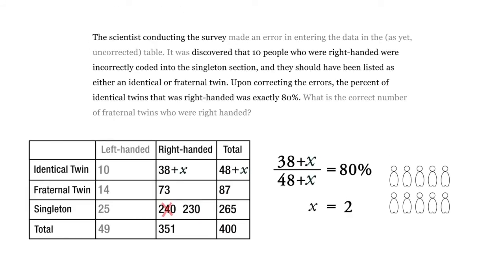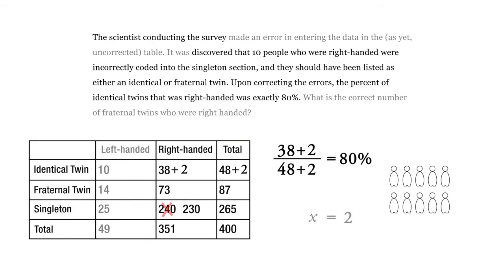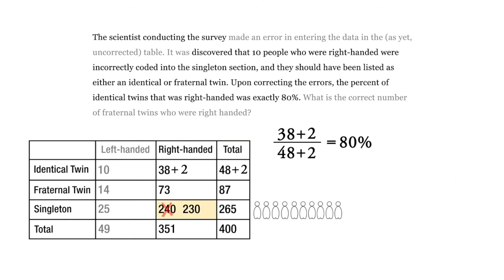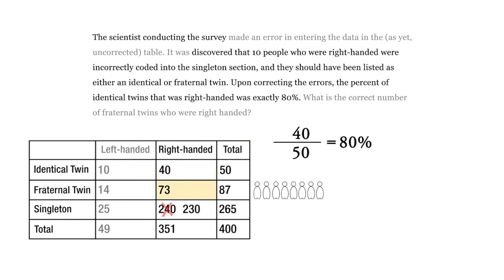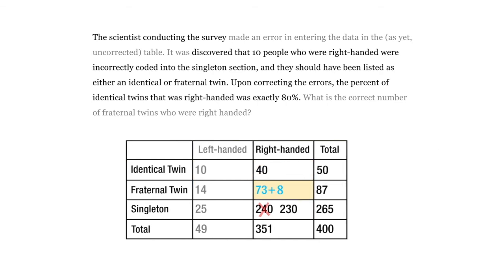So then we know that this number is 2 extra. Of those 10 people that were miscoded here, 2 of them went to there. And that leaves 8 of them that went to there. So we have 73 plus 8 as fraternal twins that are right-handed. And that's the question. What is the correct number of fraternal twins who are right-handed? And the answer is 73 plus 8, which is 81.